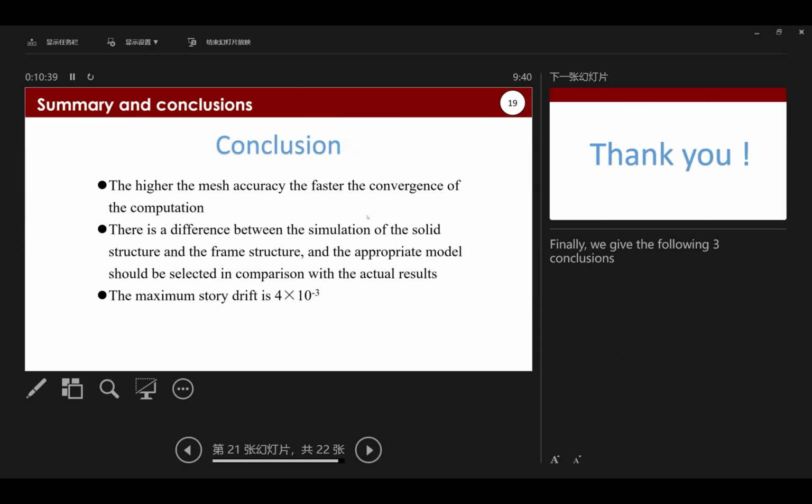Finally, we present the following three conclusions. The higher the mesh accuracy, the faster the convergence of the computation. There is a difference between the simulation of the solid structure and the frame structure, and the appropriate model should be selected in comparison with the actual results. And the maximum story drift is 4 milli, for -3.